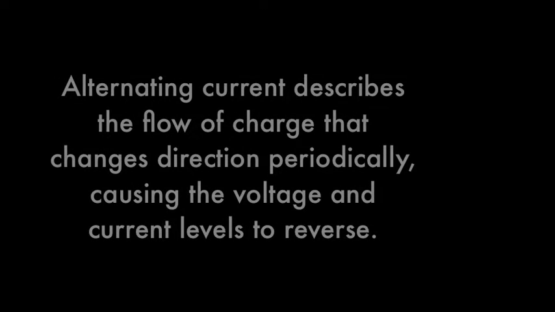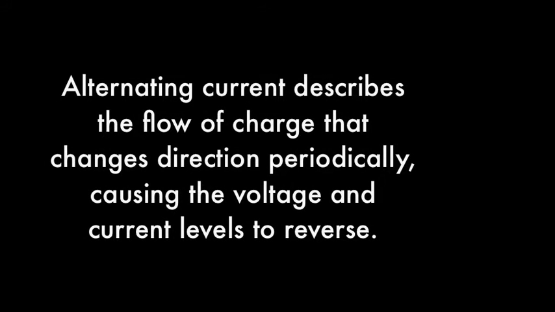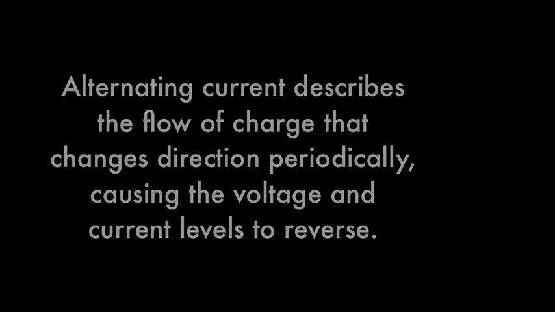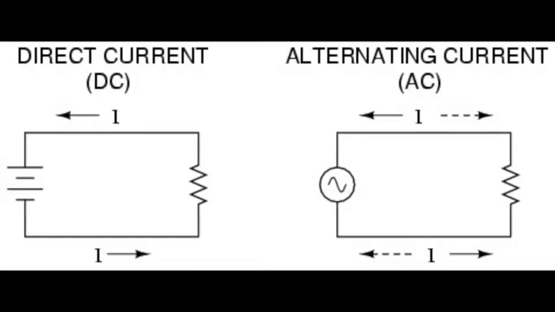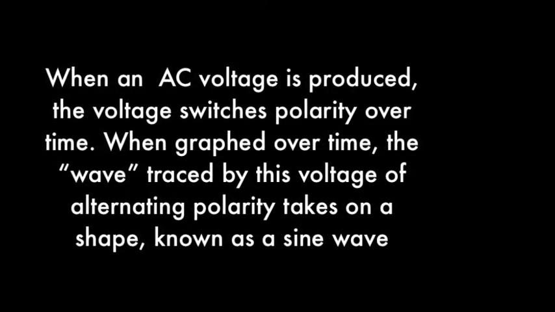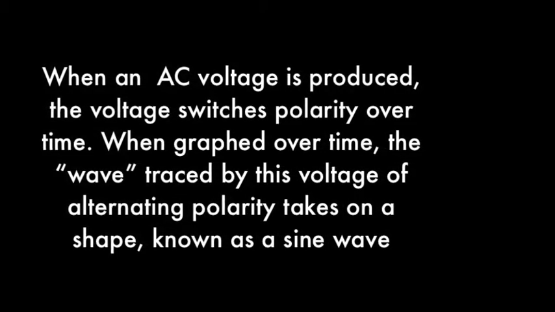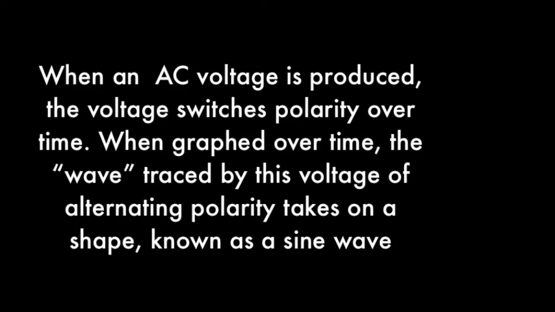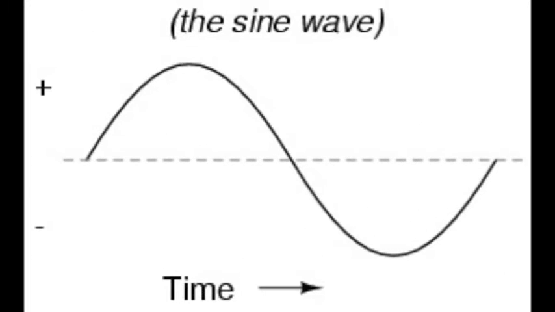Alternating current describes the flow of charge that changes direction periodically, causing the voltage and current levels to reverse. When an AC voltage is produced, the voltage switches polarity over time. When graphed over time, the wave traced by the voltage of alternating polarity takes the shape of a sine wave.